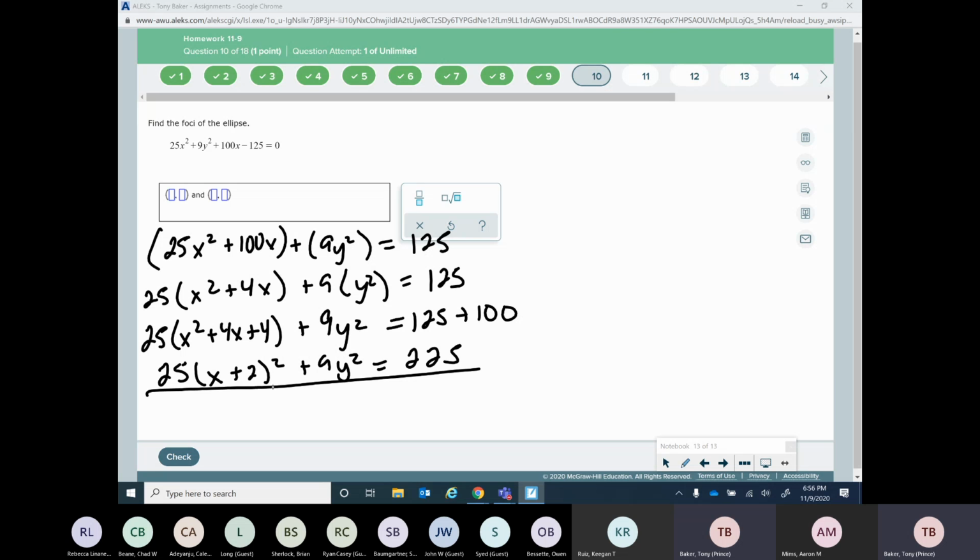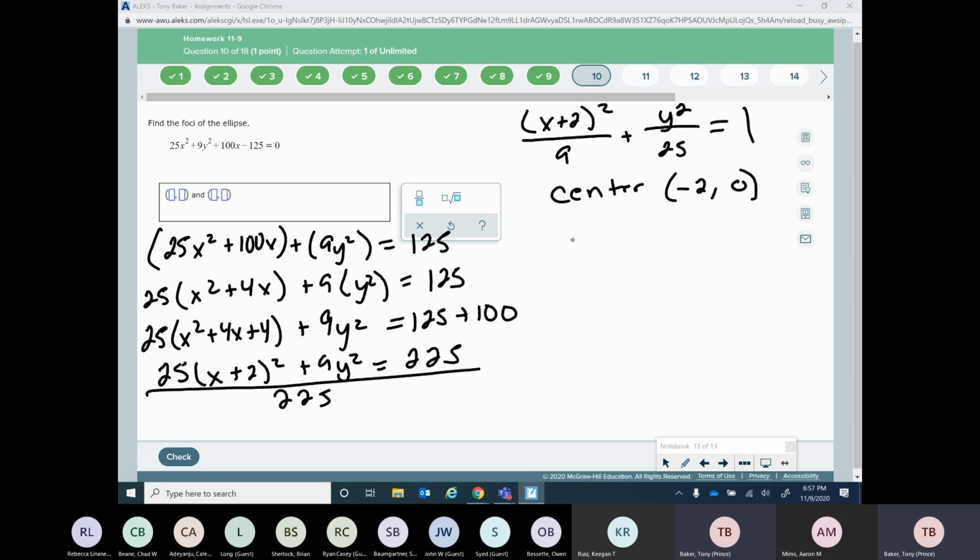Now I'm going to divide the whole problem by 225. So my equation is x plus 2 squared over 9 plus y squared over 25 equals 1. So my center is -2, 0. A is 5, and B is 3.